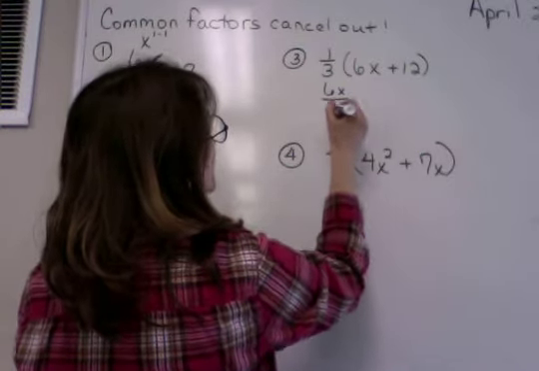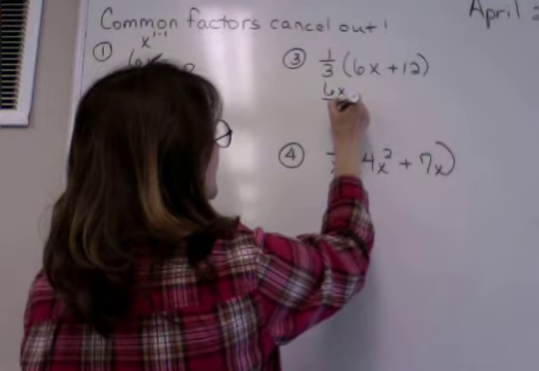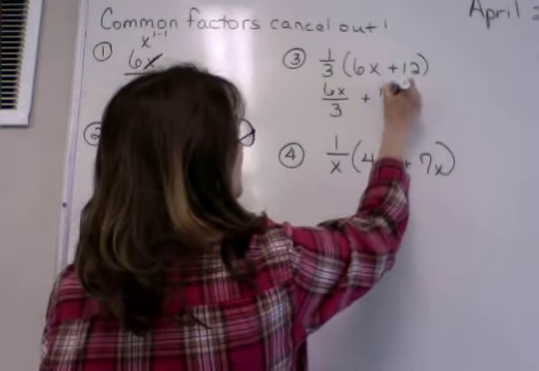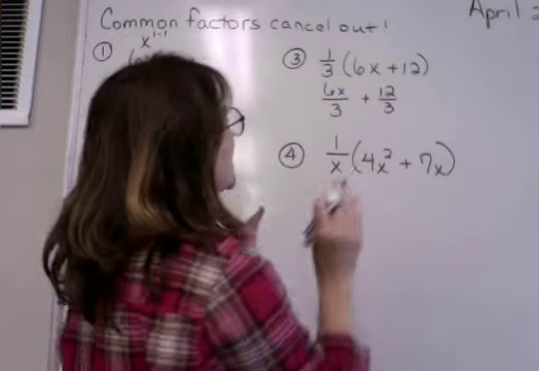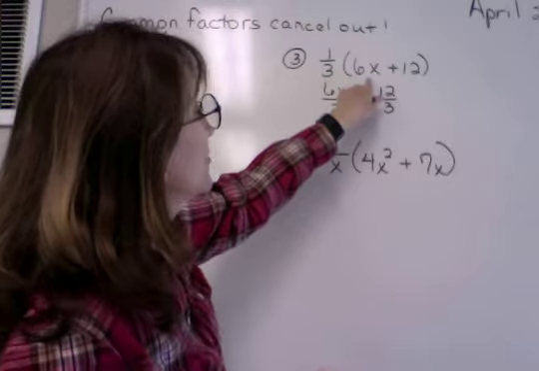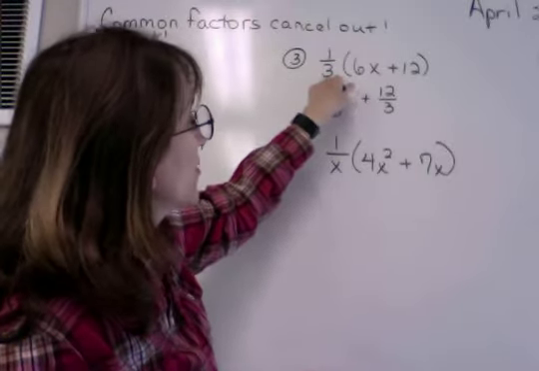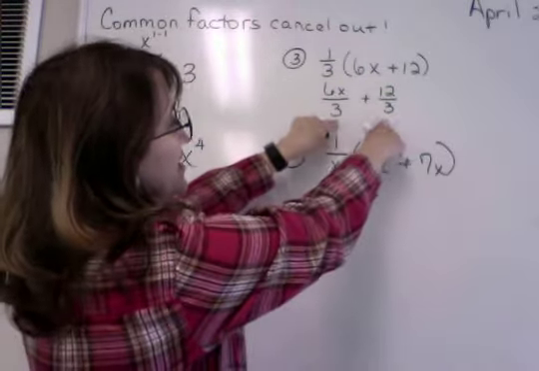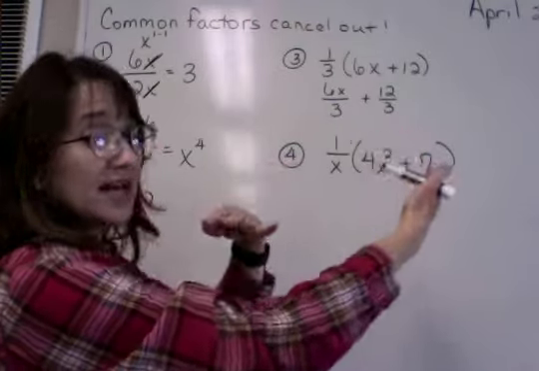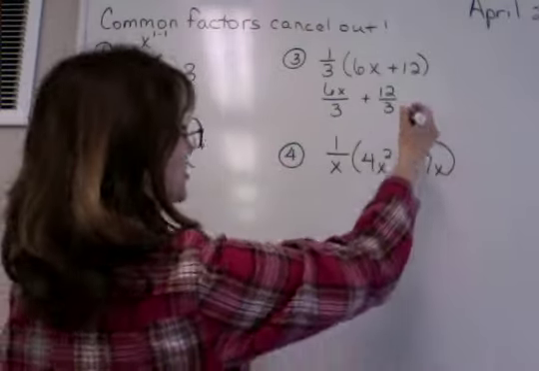I'm going to divide the 3x by 3. I am going to divide that 12 by the 3. Or technically what I did is I multiplied that 1/3 to 6x. I multiplied that 1/3 to 12, and I ended up with that. Now I can go ahead and do the division.